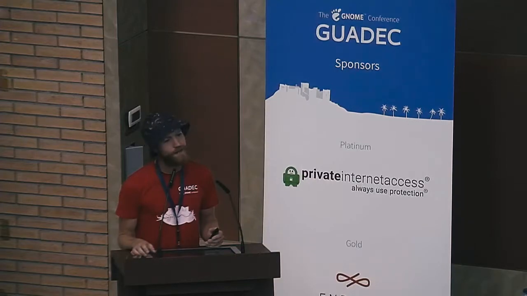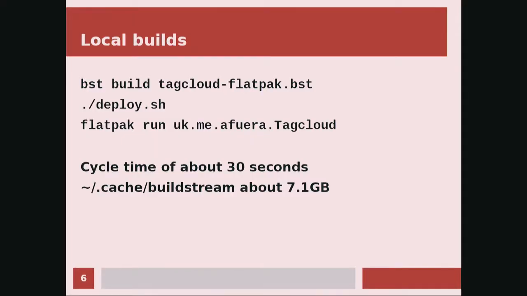The workflow I've found, the first build is very slow because it has to download a whole bunch of SDKs from an OSTree repo. In general, though, I found that the tool takes about 30 seconds from pushing a change to the application to running the Flatpak as a result, which is okay.